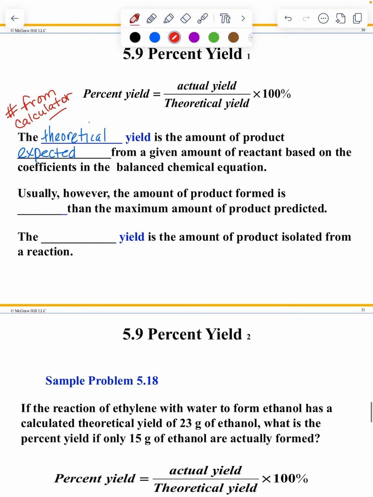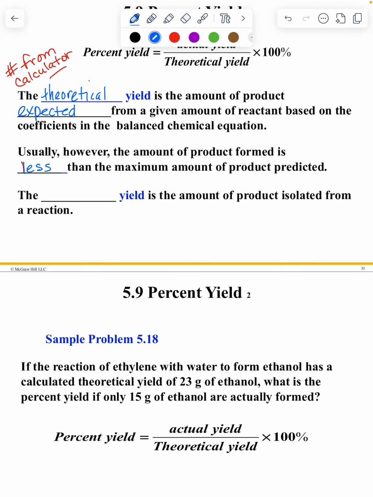The other word in the equation is the actual yield, and it's just as it sounds. It's what you actually were able to isolate from the reaction. So if this were a lab situation and at the end of the experiment you would take the mass of your sample, that would be your actual yield. And so we can work through a problem here.